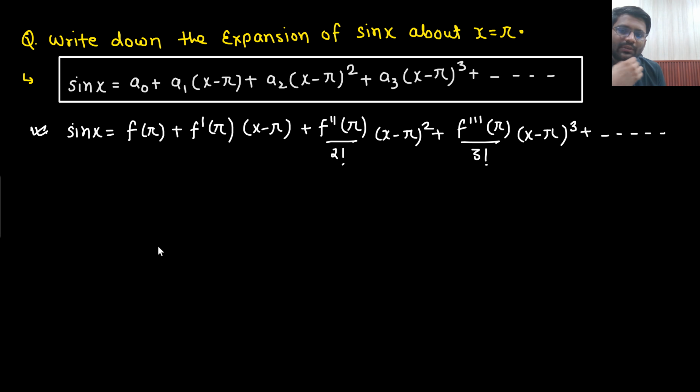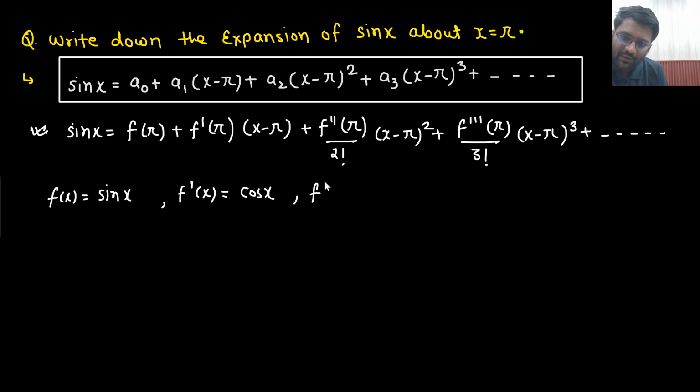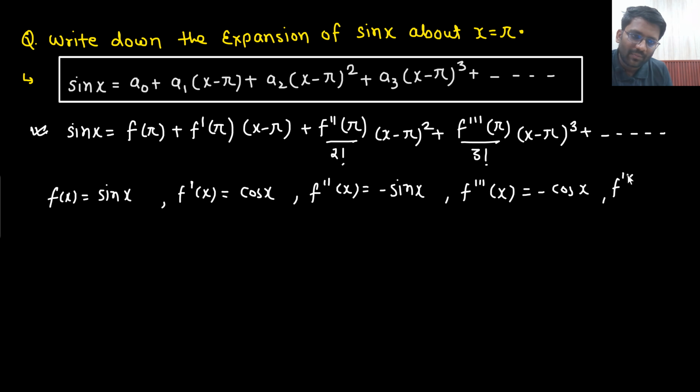Okay, now someone would say, what will I do, sir? I will simply differentiate. First I will write down sin x, and then f dash x will be nothing but cos x, f double dash x will be minus sin x, f triple dash x will be minus cos x, f fourth derivative x will be plus sin x, and then sir, I will put f of pi.